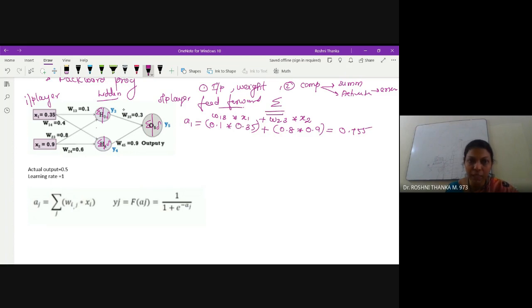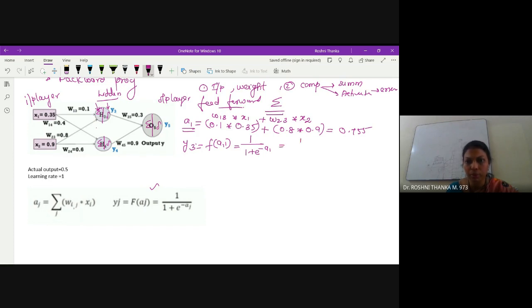Now I have completed this summation. After I complete this summation, what is the next thing? The output which we get out of the summation should be passed to the activation function. The activation function formula is 1 by 1 plus e to the power minus aj. The output we get here will be y3. To get the output of this computational node, we apply the activation function f of a1, which is 1 by 1 plus e to the power minus a1. Here the value of the summation is taken as a1.